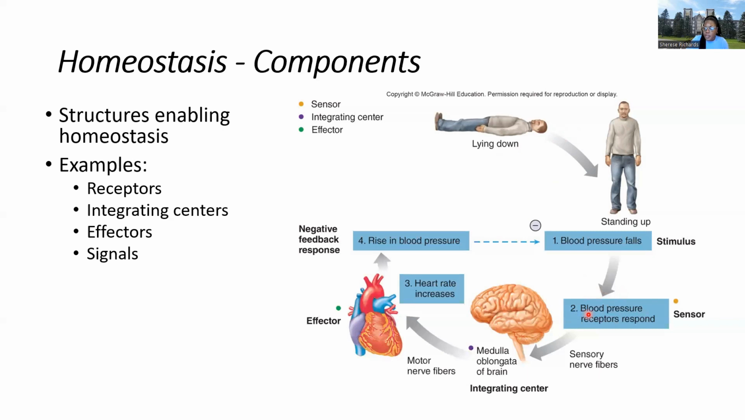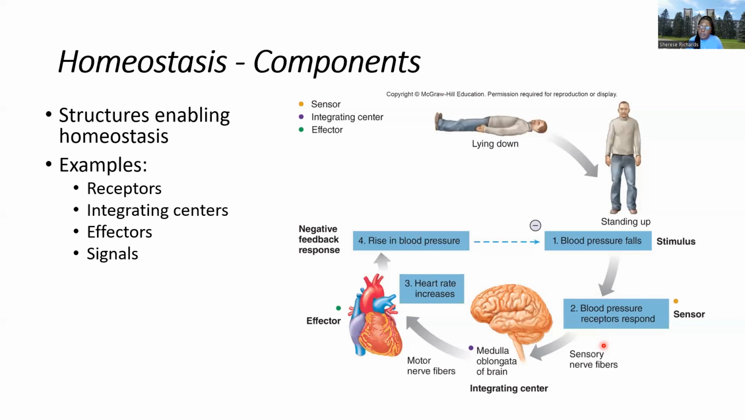And these receptors are called sensors. Their specific job is to detect or sense any changes in any of the regulated variables. What they will do is send a signal, right, on sensory fibers. They're going to send a signal to the brain, specifically the medulla oblongata, and that is where we have the integrating centers. And we talked about the integrating centers last time as being somewhat of the CEO. They're going to be making all the decisions.